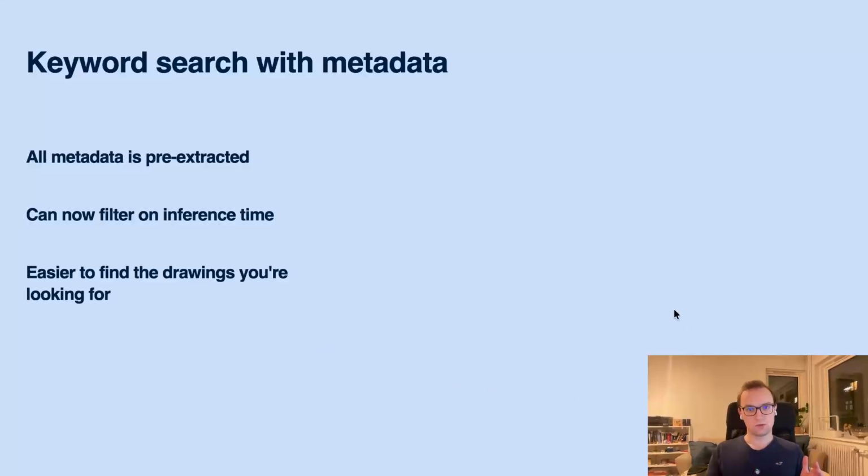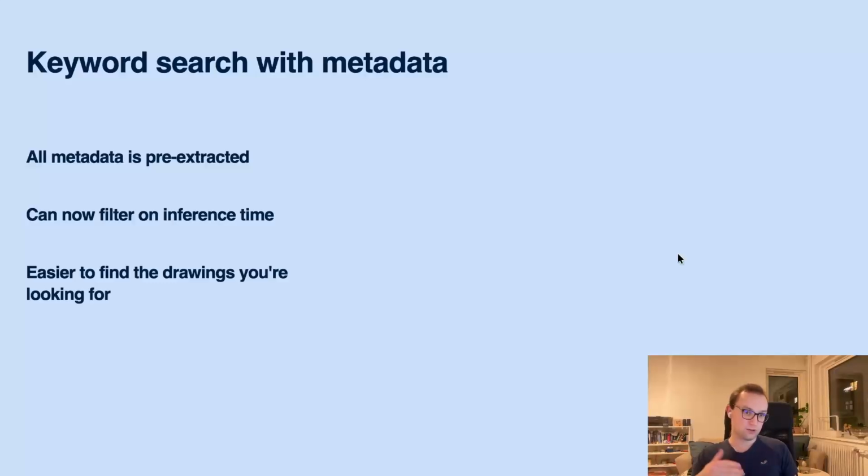So, keyword search with metadata. I just want to go a bit more into depth on this. The advantage here is that all metadata is pre-extracted, which could be an advantage and a disadvantage. The advantage is that you don't need to calculate during inference time, right? So if a user searches for a piece of metadata or filters on it, it's instant because you already extracted the information. The downside, however, is that you need to know which information to extract beforehand, right?